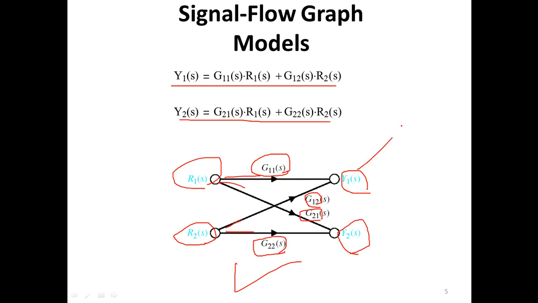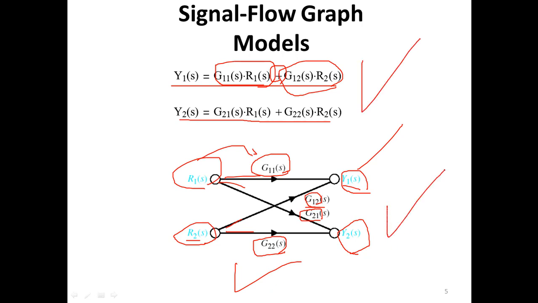If you want to find y1, you can easily find it. You know that y1 is the summation of r2 multiplied by this g12, in addition to r1 multiplied by this g11. So this is a cool method. This is your mathematical modeling, and this is your signal flow graph representation. You can write either this or this to represent a control system.